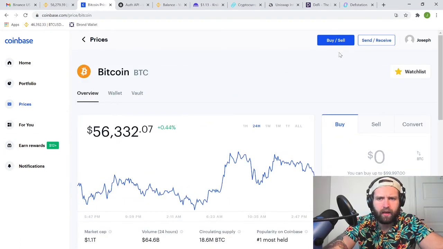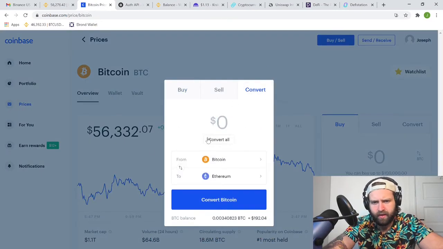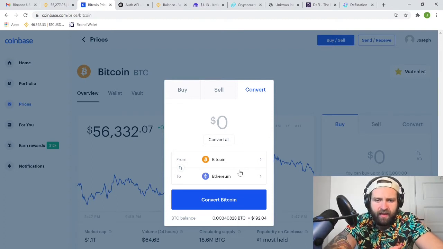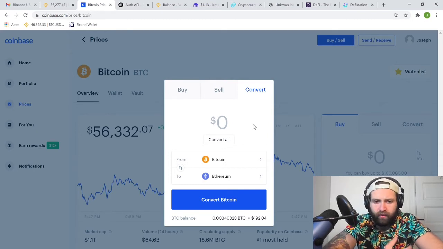Now, when you go to this tab again, you're going to see a third option, which is convert. In the event that I saw Bitcoin was down and I wanted to buy more of it, but I didn't really have any money in my account, or Ethereum just hasn't been moving and it's not the best play, and maybe I want to buy more Bitcoin.